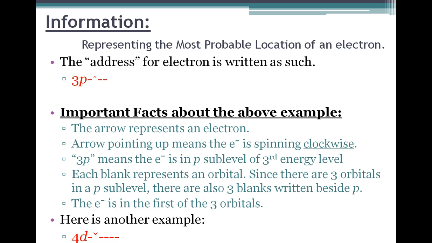Some more information before we continue on is that the address for an electron is what we're doing now, and so I did the best that I could. It's 3p, and the caret that you see is representing an arrow pointing upward, and the arrow represents an electron.